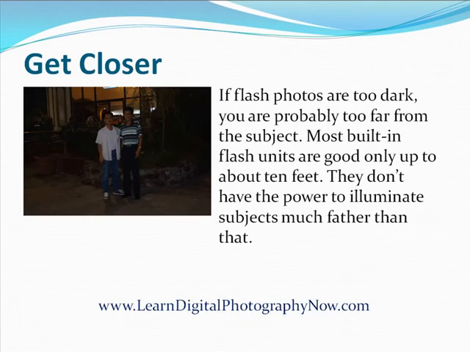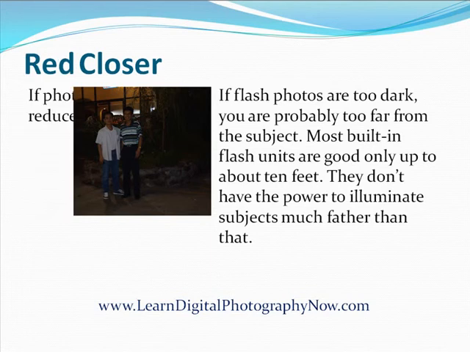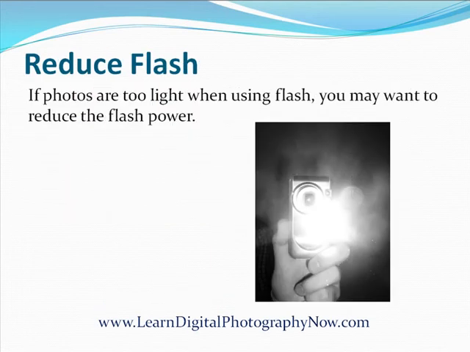If you notice that your photos are too dark when you're using the flash, you might be too far away from your subjects. Most built-in flash units are good only up to about 10 feet, so you might want to get a little bit closer to your subjects. If your photos are too light when using your flash, you might want to reduce the flash power.